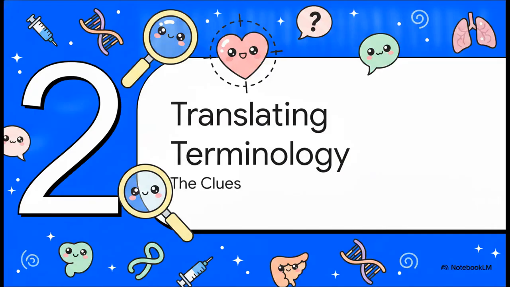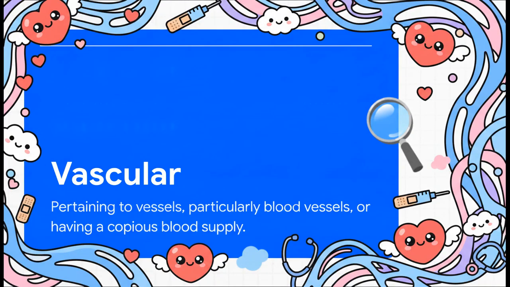Moving on to Section 2, translating the terminology, the clues. Before we even think about diving into code selection, we have to establish the basic facts and the specific terminology hidden within the physician's operative report, right? Without the right vocabulary, we just can't translate the evidence. So let's start with the absolute foundation. What does vascular actually mean? Well, it pertains to vessels, particularly blood vessels, or an area having a copious blood supply. This sets the strict anatomical boundary for our entire vessel-specific investigation today.